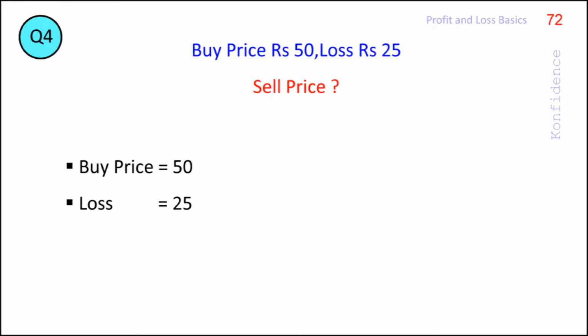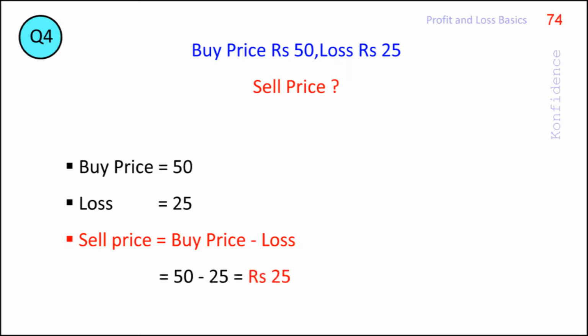Look at the slide. Here, the sell price would be buy price minus loss. The buy price is rupees 50 and the loss is rupees 25. So, the sell price here would be 50 minus 25 and that is equal to rupees 25.